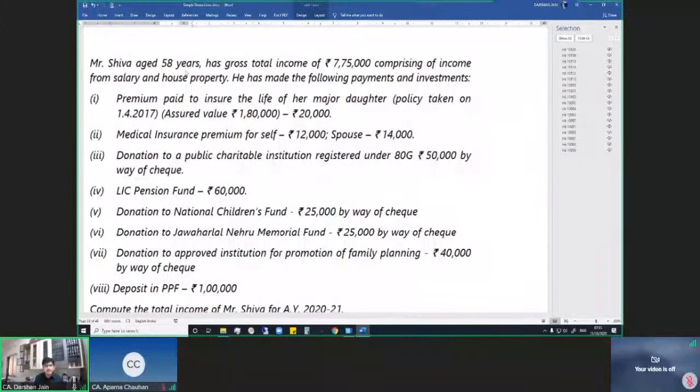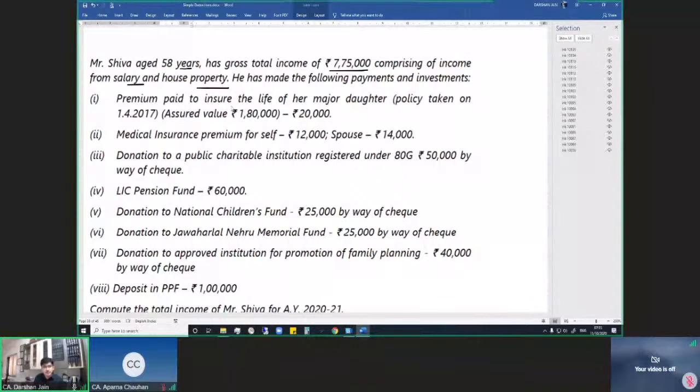Mr. Shiva, aged 58 years, so he is not a senior citizen, has gross total income of 7,75,000, comprising of income from salaries and house property. He makes the following payments and investment. He is making some of the payments. He's got income comprising of salary and house property.